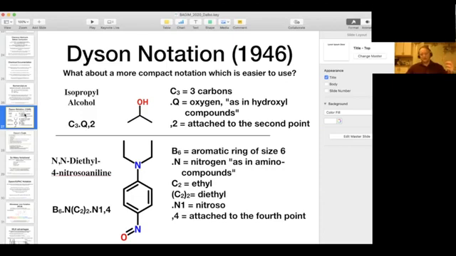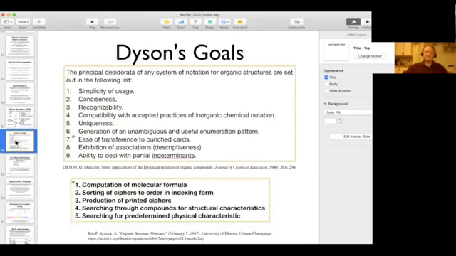The bottom one was a bit more complex, with the benzene coming up to nitrogen. You can read all that later on. It's pretty cool stuff, but you don't need to know it now. So Dyson listed in the 40s the goals of what you need in these sorts of line notations. Simplicity of usage, I mentioned. And then number 7 there is ease of transfer to punch cards.